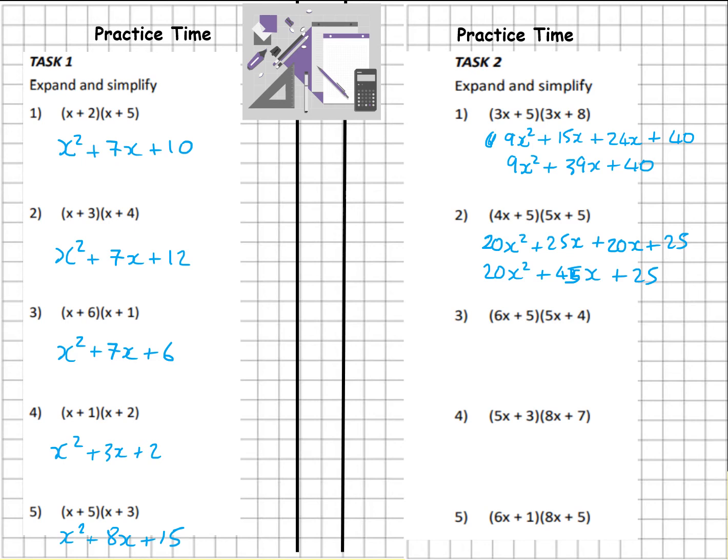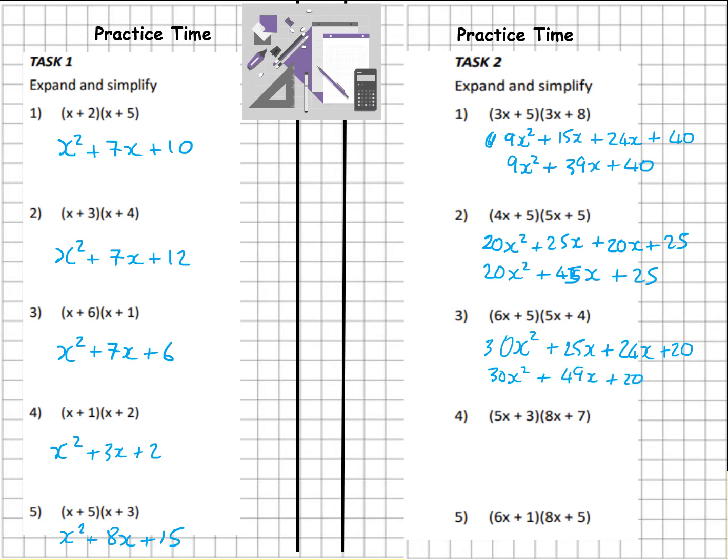Question 3 is going to be 30x squared plus 25x plus 24x plus 20. Simplify your answer. 30x squared plus 49x plus 20.